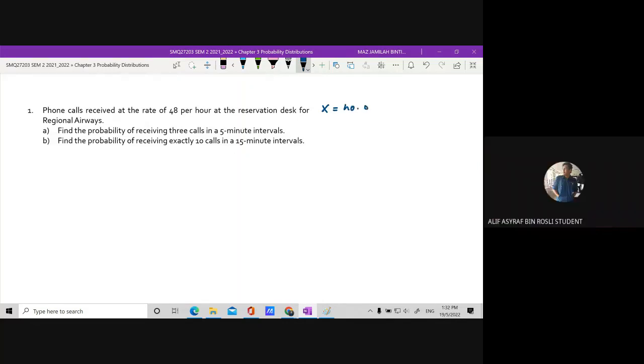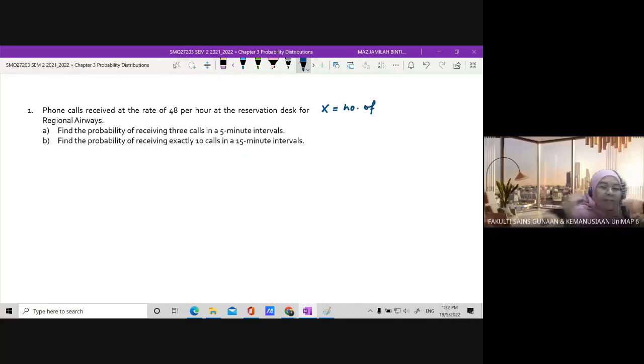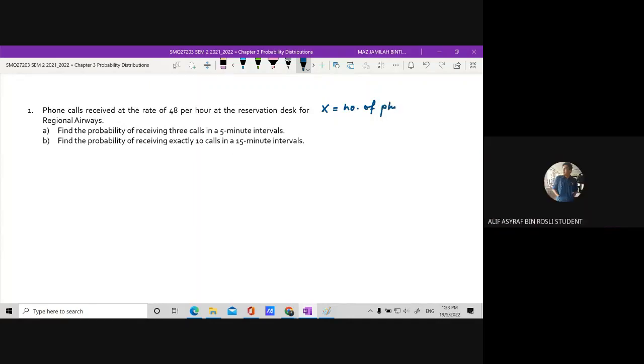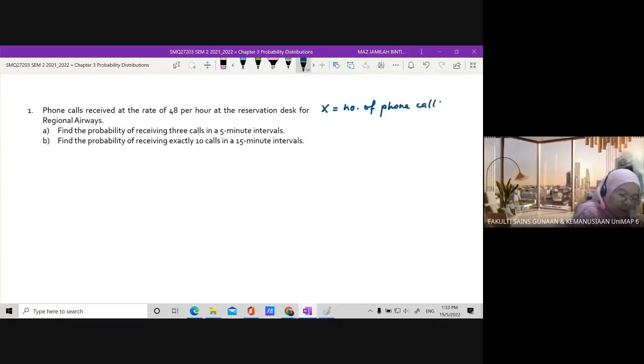Number of what? Number, the definition first. The number of phone calls received at the reservation desk in 1 hour.